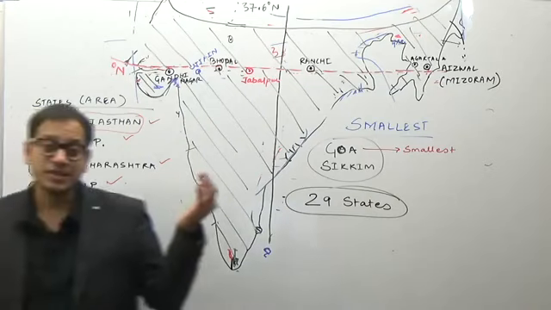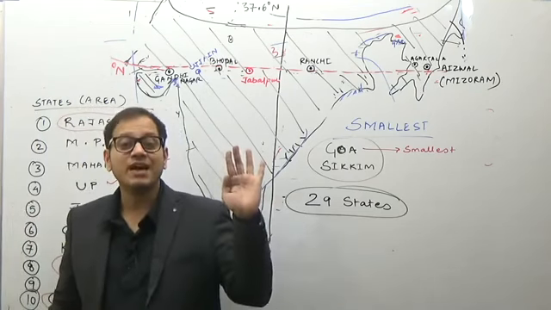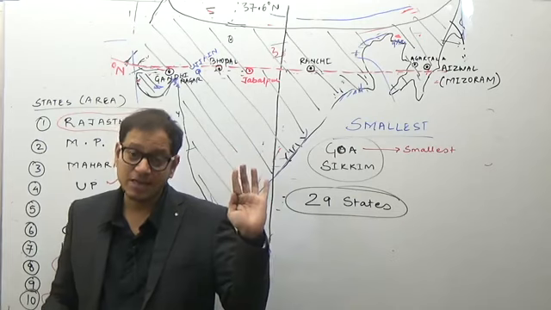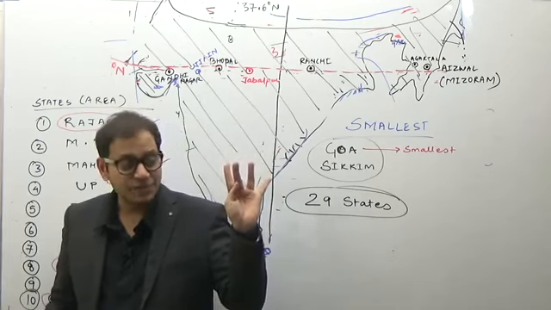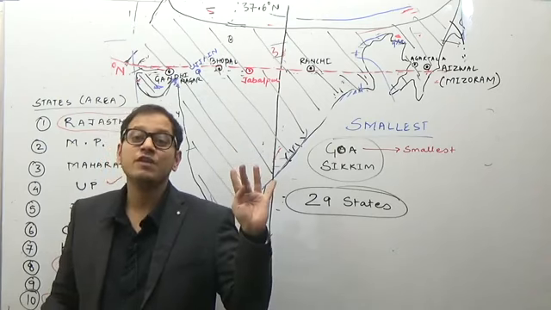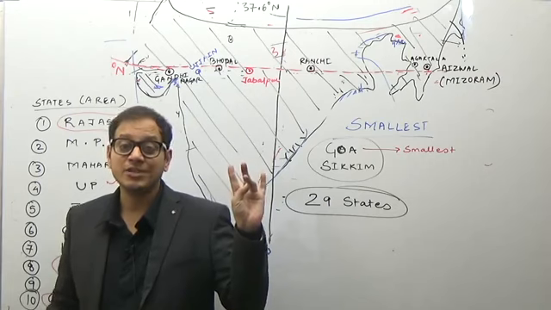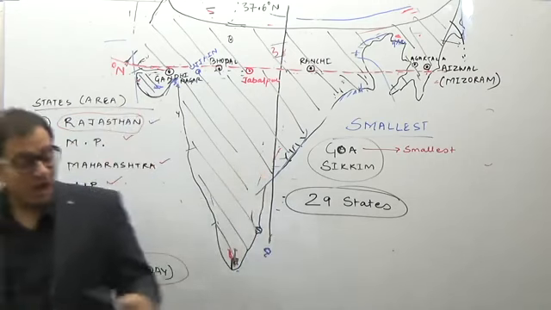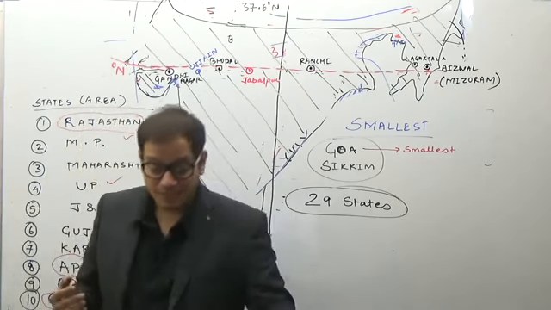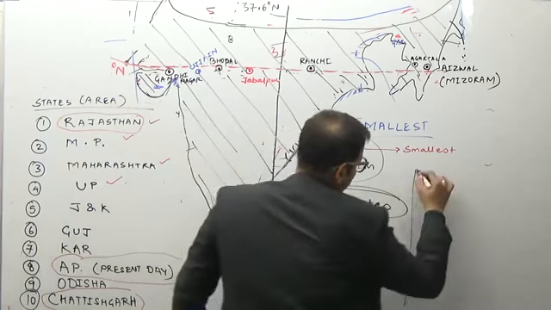We have the union territory of Delhi, we have the union territory of Chandigarh, we have the union territory of Daman and Diu, we have the Union Territory of Dadra and Nagar Haveli, we have the Union Territory of Pondicherry, we have the Union Territory of Lakshadweep, and we have the Union Territory of Andaman and Nicobar Islands. So, out of these Union Territories, which is the biggest Union Territory?